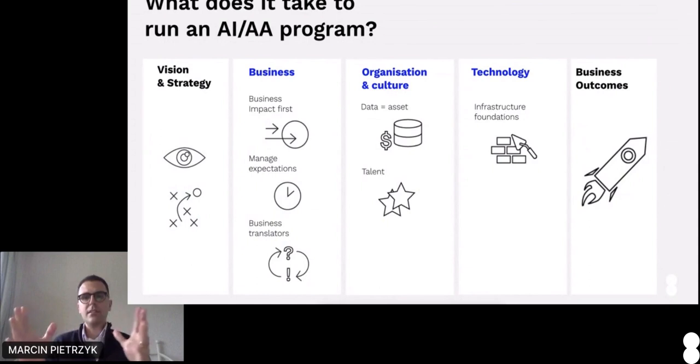And last but not least, use public cloud. These infrastructure foundations will speed you up. And if you take those into account, you are, in my opinion, increasing a lot your chances of positive business outcomes.